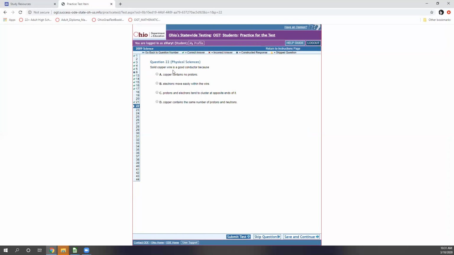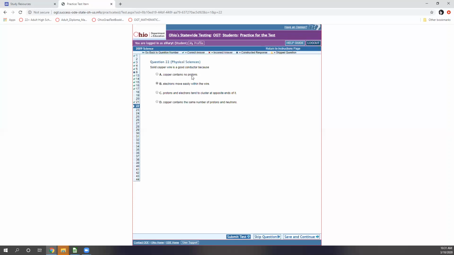Solid copper wire is a good conductor because copper contains no protons. Electrons move easily within the wire. Protons and electrons tend to cluster at opposite ends of it, or copper contains the same number of protons and neutrons. Well, the answer to this one is B. If you remember, I said electrons are always going to be the conductor. They always conduct electricity, they conduct heat. Electrons are the elements within an atom that move everything.